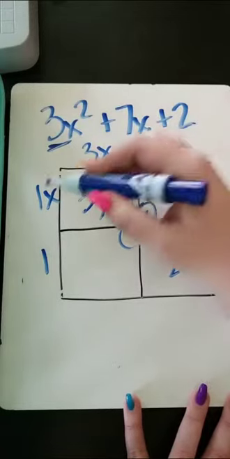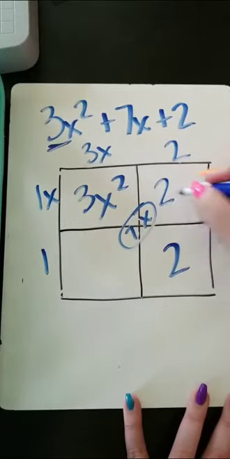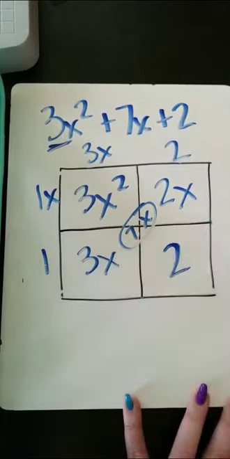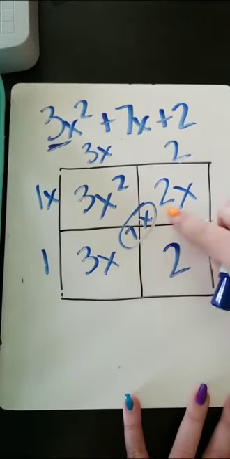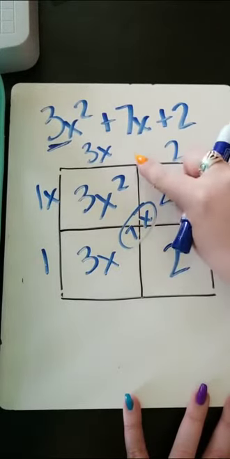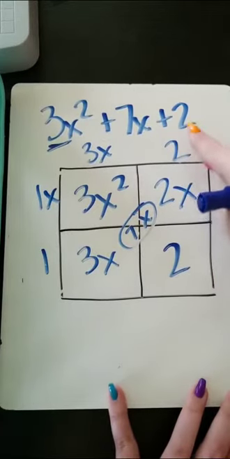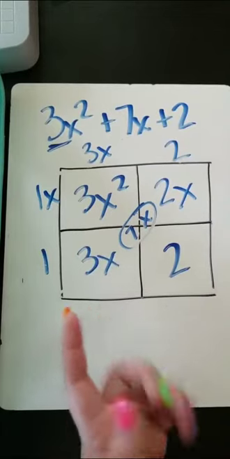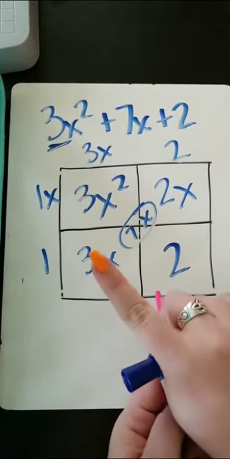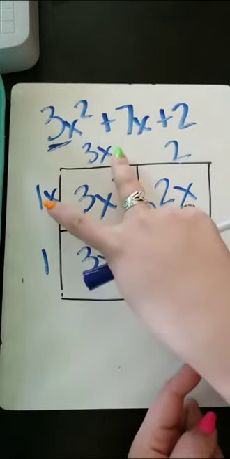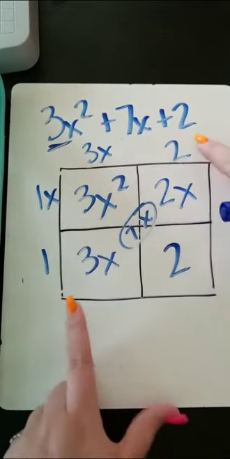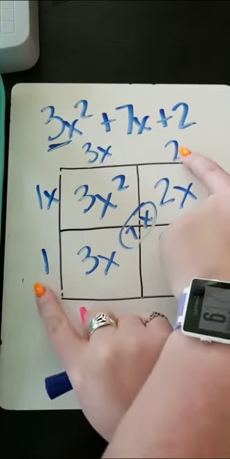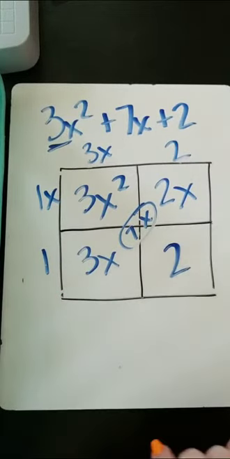So 2 times 1x is 2x. 3x times 1 is 3x. Okay, 3x plus 2x is 5x, which is not the 7x that I need here. So that is wrong. But 2 and 1 was my only option for factoring 2. Okay, but, there's a but. 3 and 1 are different. So with having 2 and 1 here, it makes a difference if I switch places and put 2 here and 1 here. So I'm going to do that.